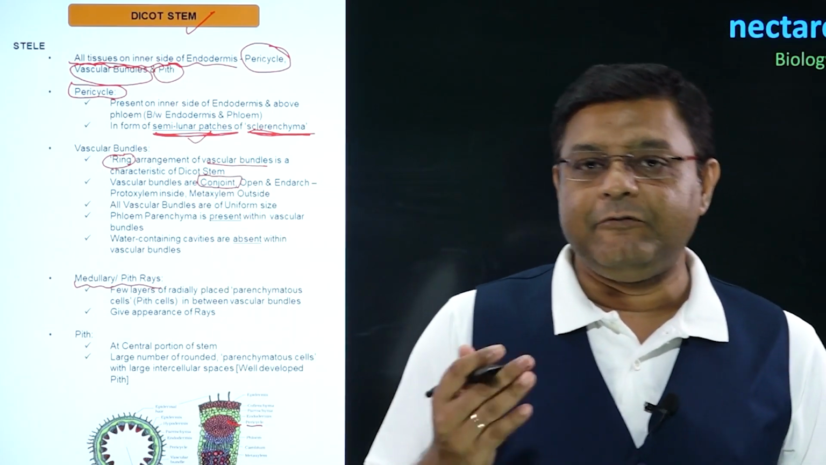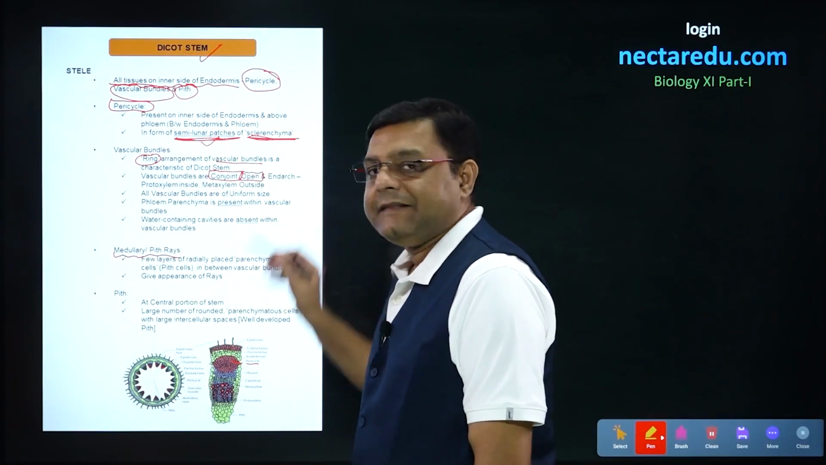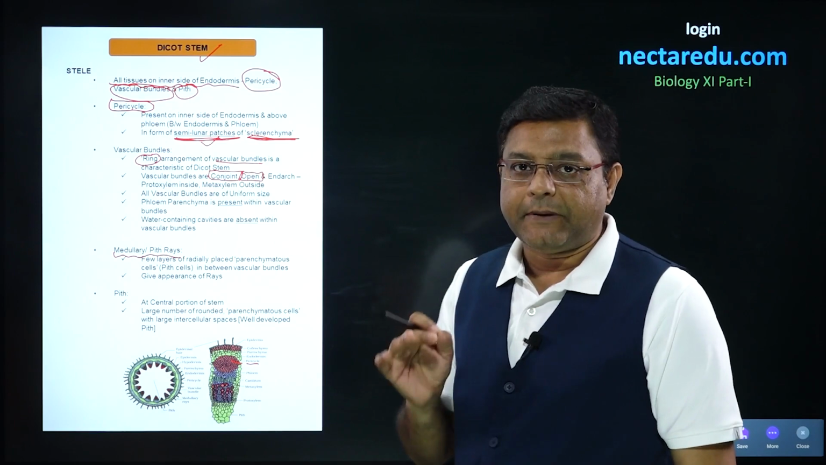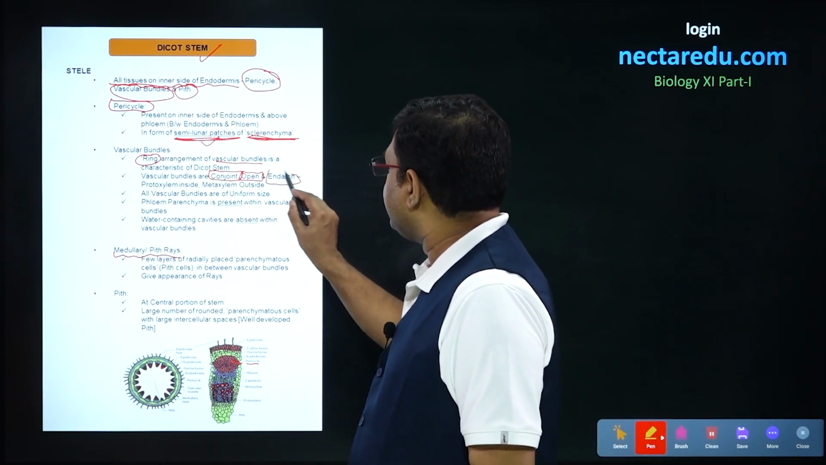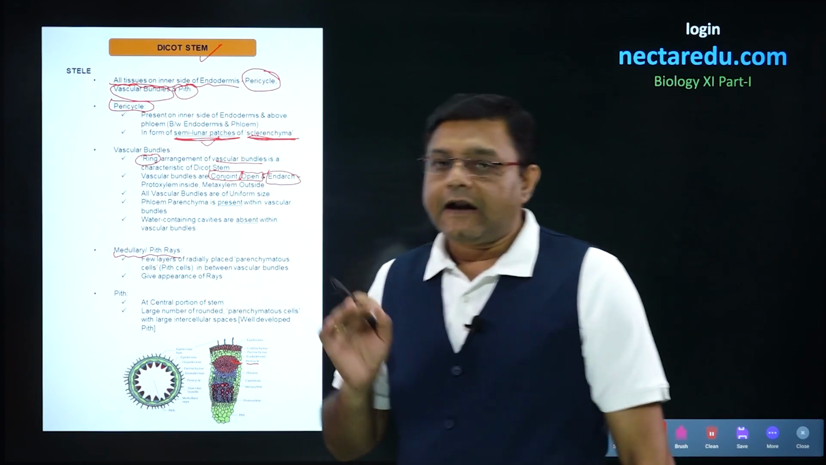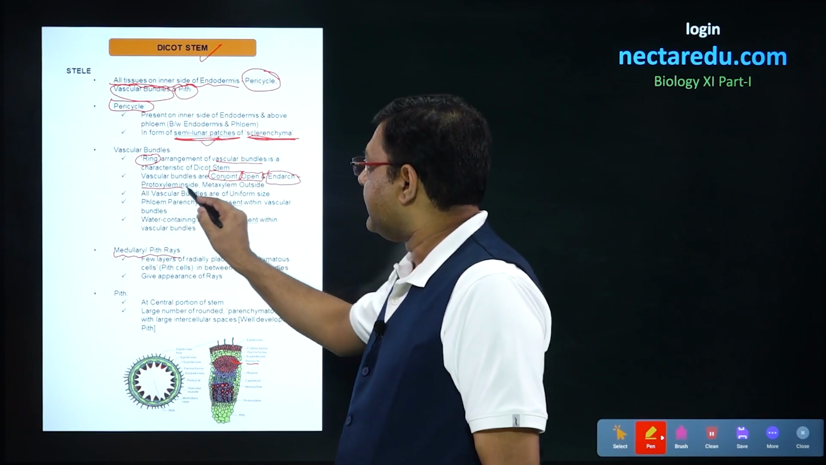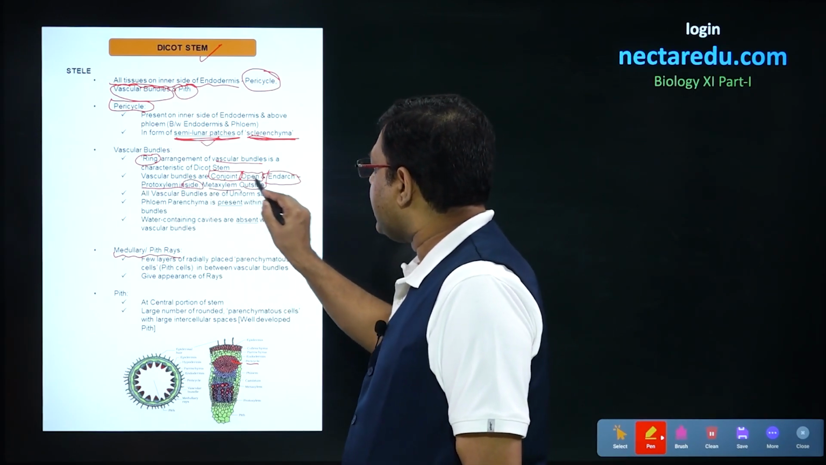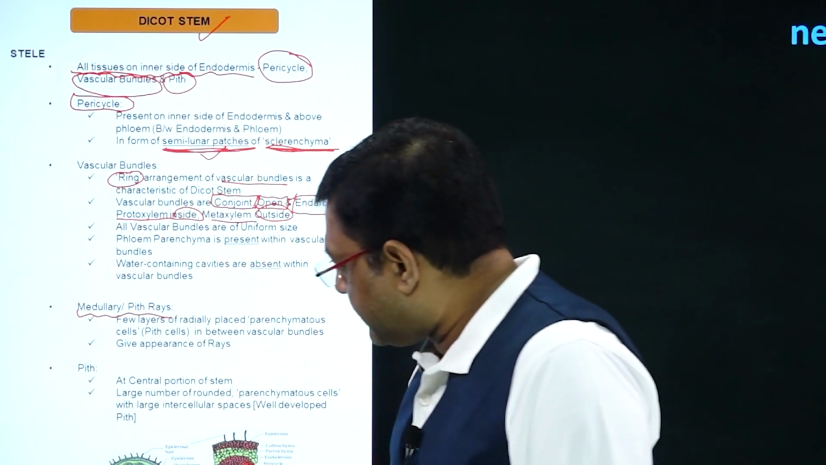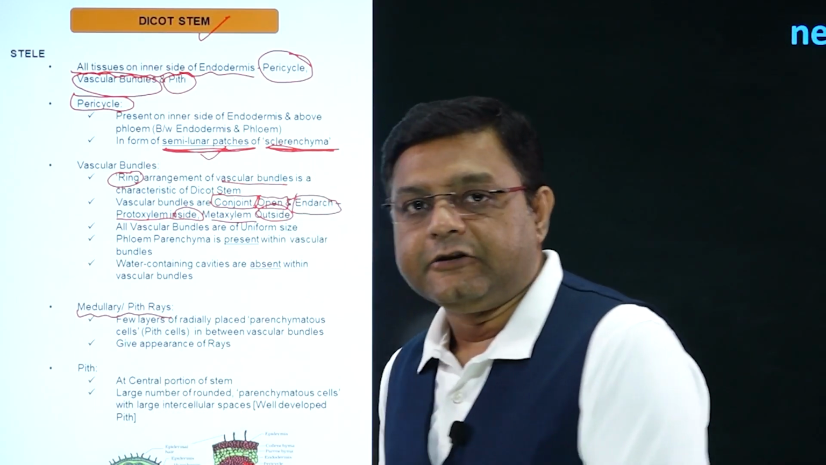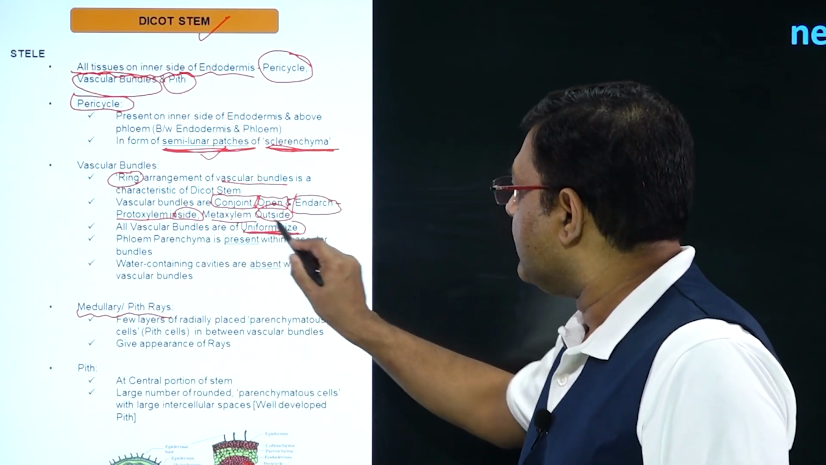Now talking of the type of vascular bundles, they will be conjoint, that is xylem and phloem will be present on the same radius. These will be open, that is secondary growth will happen in the case of dicot stem. And third, these will be endarch. The endarch condition is that condition in which protoxylem is present on the inner side and metaxylem is present on the outer side.